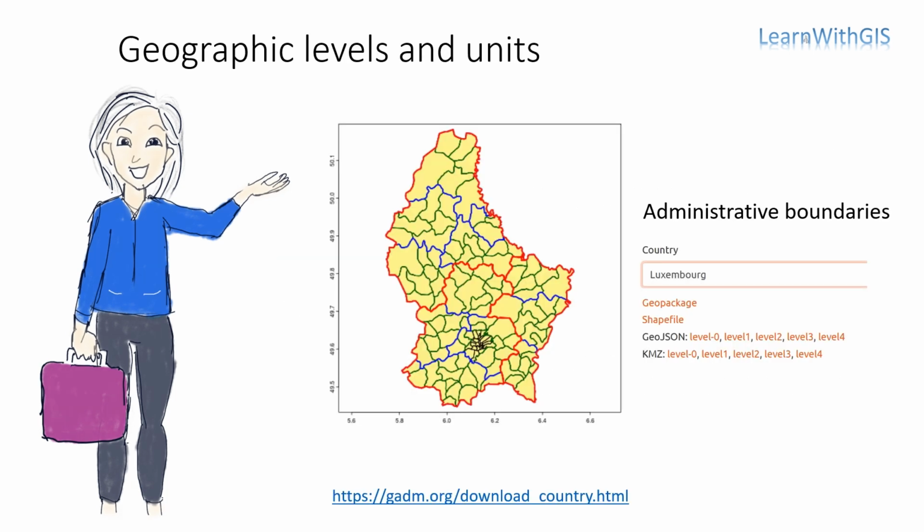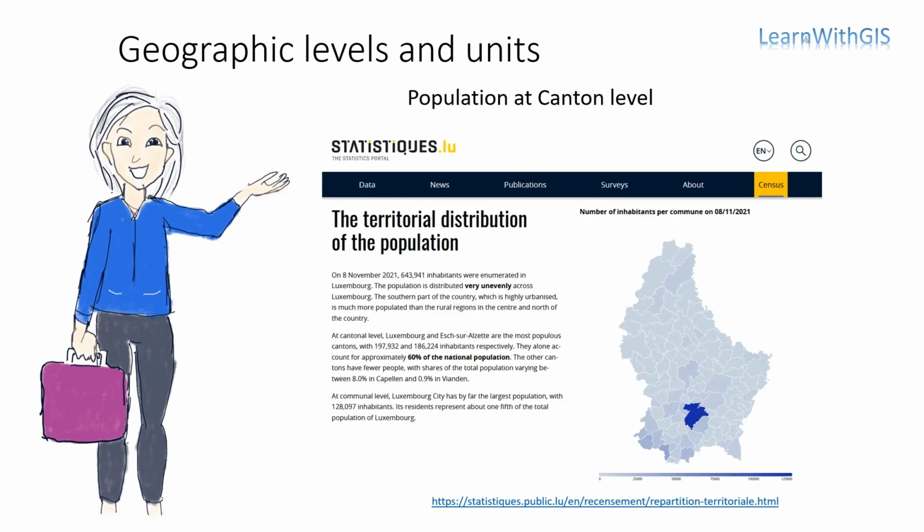Now that we have introduced you to different geographic levels, let us now look at some real-world examples. Here we have an image with the different administrative boundaries for Luxembourg. These data are available in different GIS data formats. Remember earlier we introduced you to the different formats. Here you can see this data is offered in 4 different formats: KMZ, shapefile, GeoJSON, and a geopackage. Next, we will show you how these boundaries have been used to capture how the population is distributed in Luxembourg. In this example, the users show the population at the canton level.